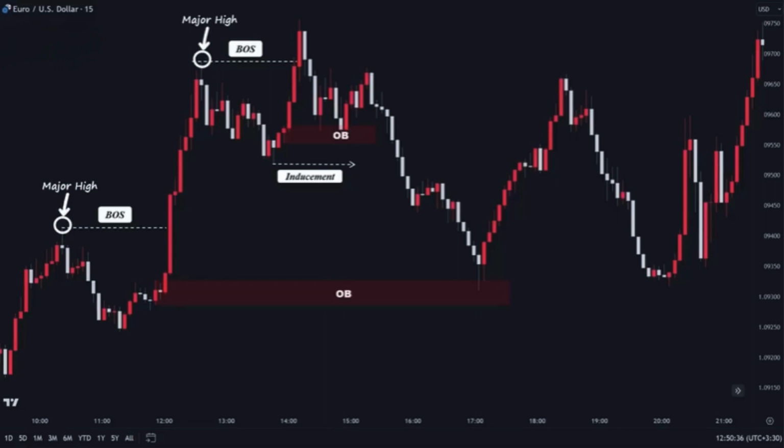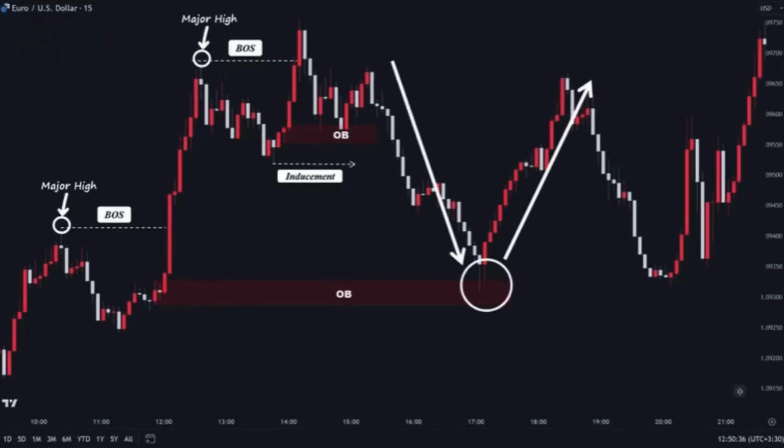Continuing, we see that the price continued its downward momentum, pulled into our valid order block, experienced a reversal and subsequently pushed higher. If we were analyzing a live chart, this order block would present a great opportunity for us to execute a long position and enter the market.